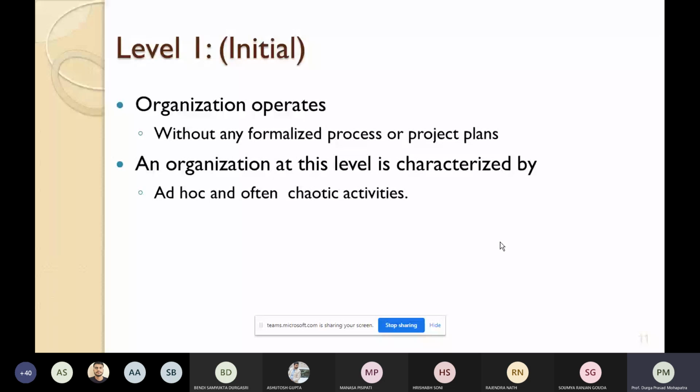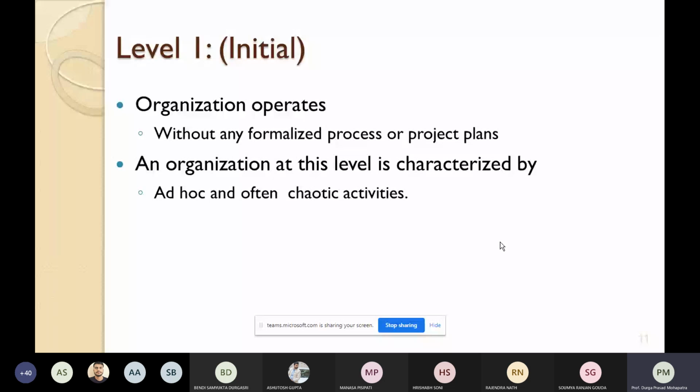So if you are at level 1, what other inference can you draw? The software production processes that you are following are not defined. Different engineers follow their own processes. They are not sticking to some systematic process. It's totally chaotic, because no systematic or formalized process is there.